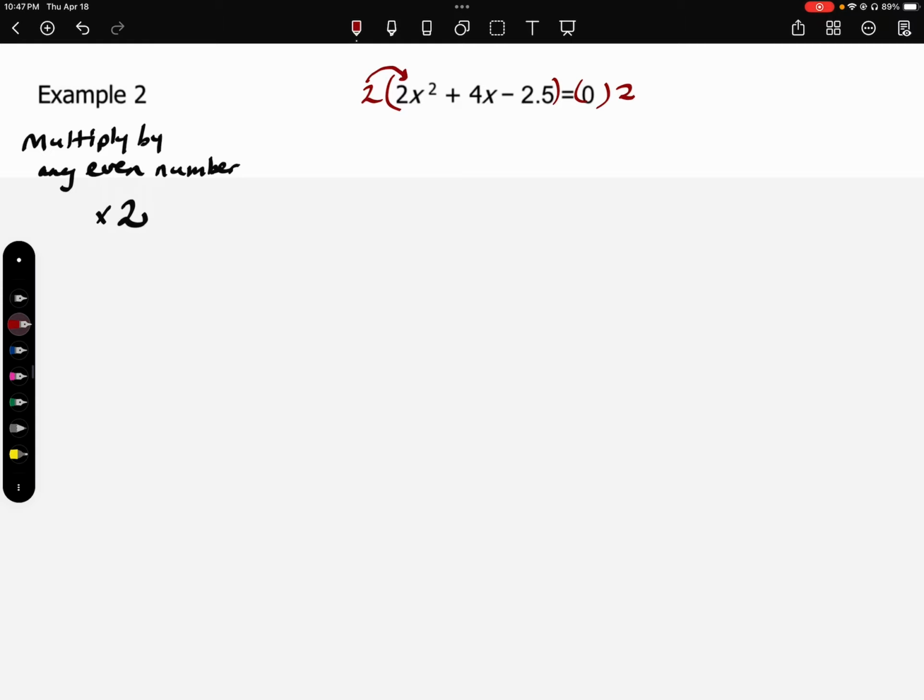So 2 times 2x squared is 4x squared. 2 times 4x would be 8x. And 2 times negative 2.5 would be negative 5. And on the other side, 2 times 0 is going to give us 0. So now we have this as our equation, 4x squared plus 8x minus 5, now with no decimals, it might be a little bit easier.